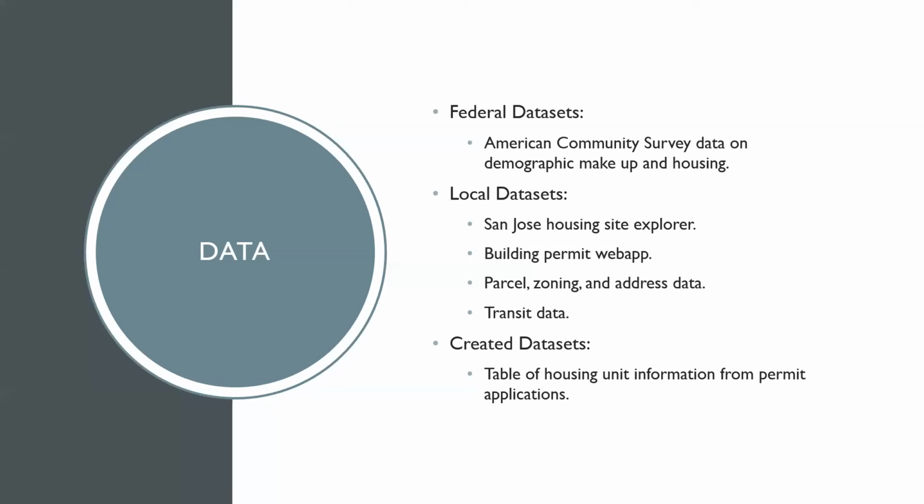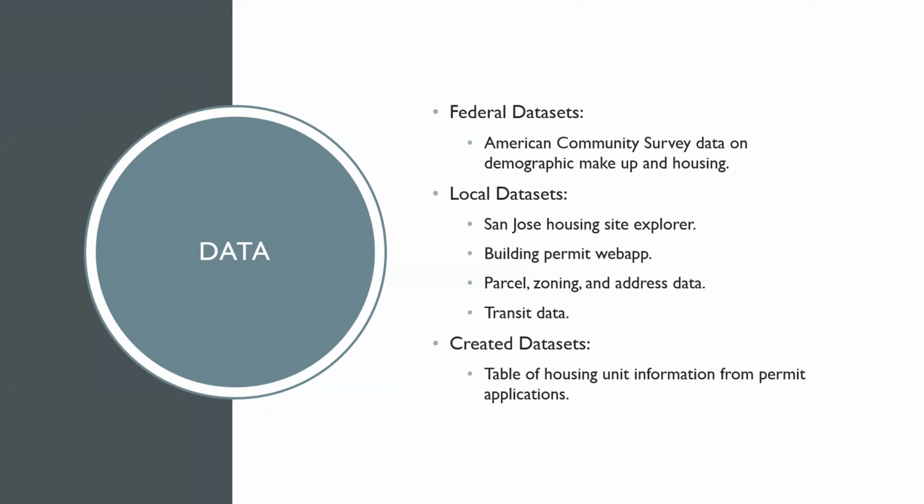In terms of data sets, I'm relying upon federal and local data sets, as well as combining spatial and non-spatial data sets. Federal data sets include US Census Bureau data from the American Community Survey. Specifically, this data set includes information on the number and type of housing units in different tracts, as well as income, and along with census data, the demographic makeup of tracts.